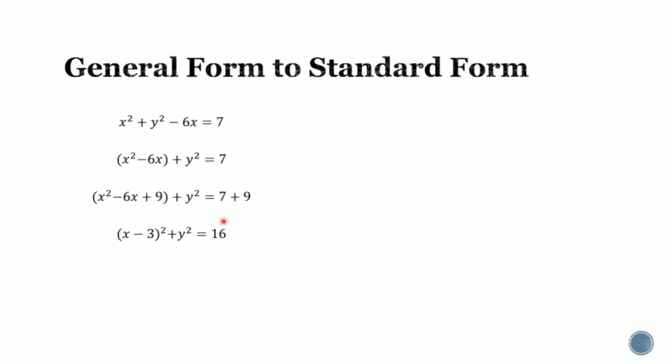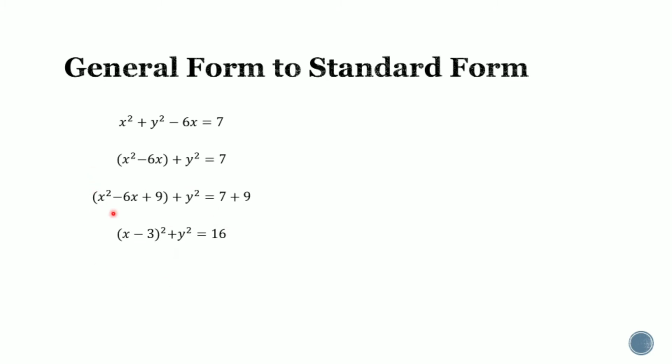How to transform general form to standard form. We have a sample here: x^2 + y^2 - 6x = 7. The first thing we must do is to combine the like terms, and those are x^2 and negative 6x. After that, we must complete the square by dividing negative 6 by 2 and squaring it, and that would be 9. Since we add 9 on the left side, we must also add 9 to the right side. After that, we must factor.